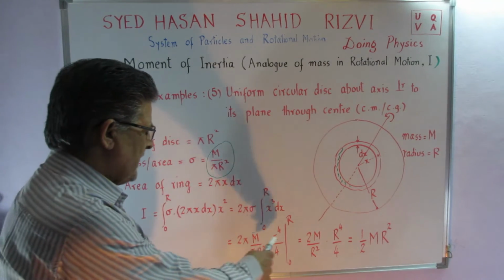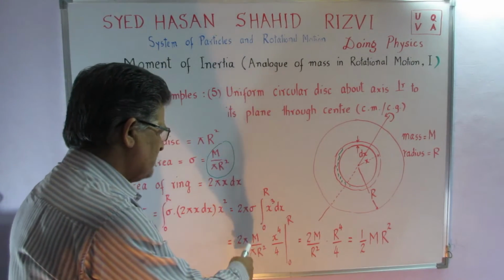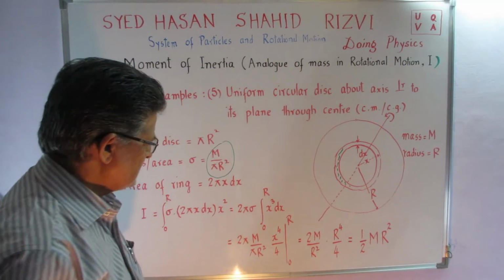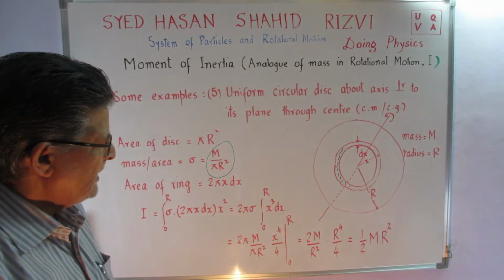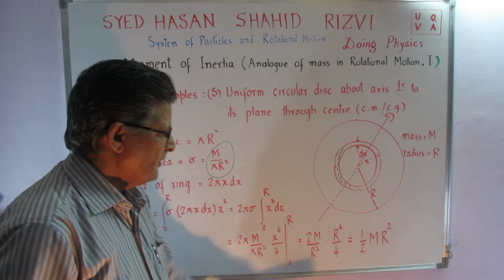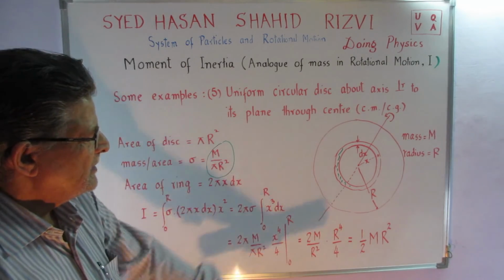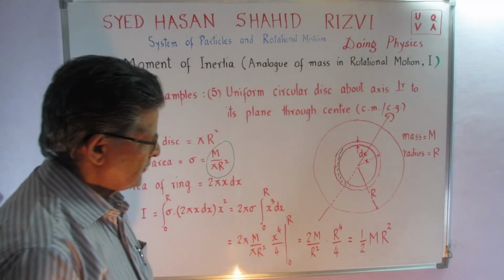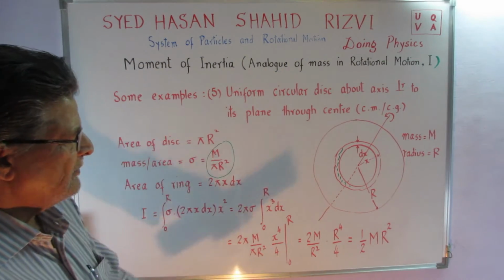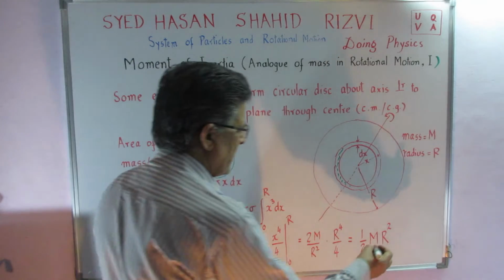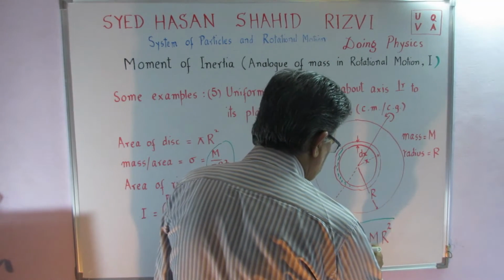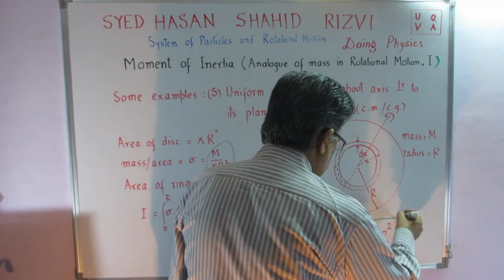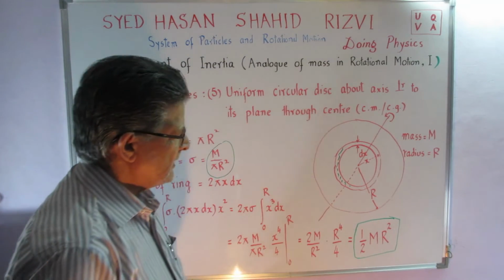Then I write this as 2m upon r square, pi cancels, 2m upon r square into r to the power 4 divided by 4, and when I rearrange the terms, r square goes with r square, and we are left with half m r square as the final value, which is the desired result.